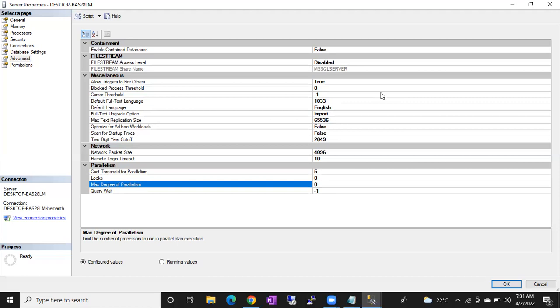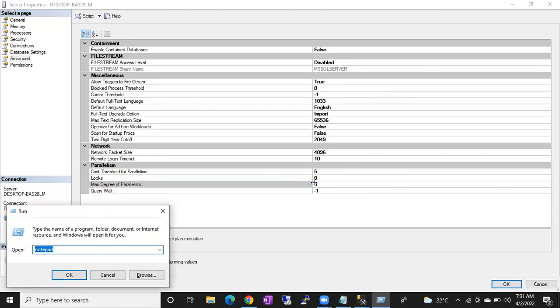So if parallelism is needed, how many CPUs do you want to use to execute your query? Generally, how are we going to decide the CPU? We have CPU cores: 2 core, 4 core, 8 core, 16 core, 32 core. So the max degree of parallelism value depends on the number of CPU cores. Where can I see the CPU cores? What is the query?